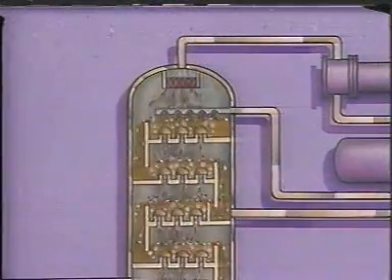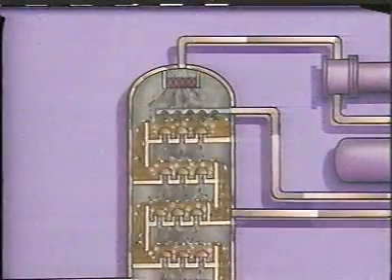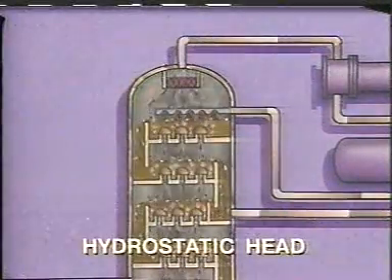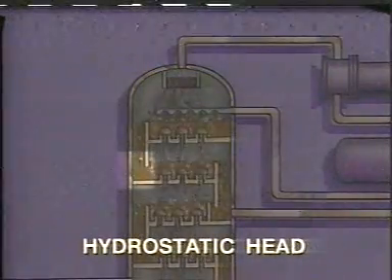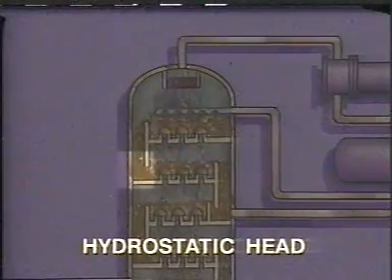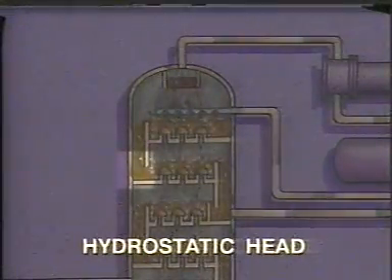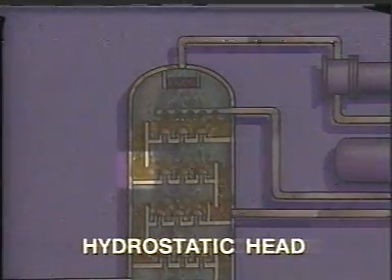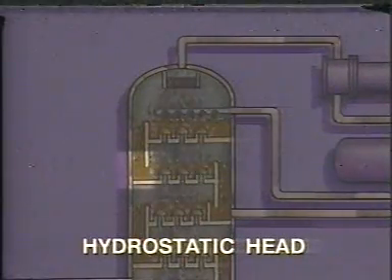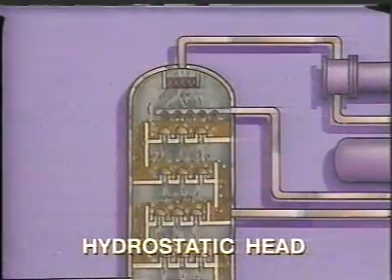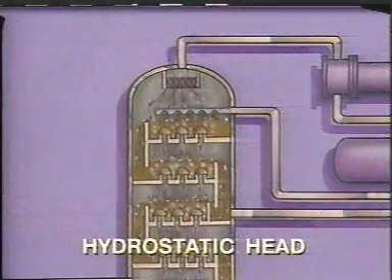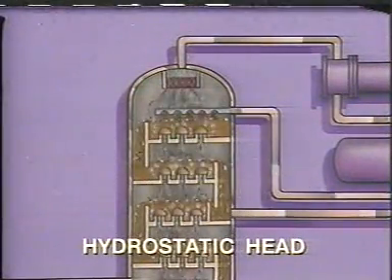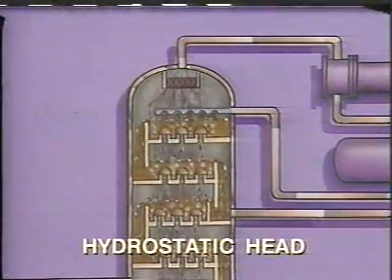The driving force that moves liquid down a column is called hydrostatic head. This is simply the depth of liquid that exists in the downcomer. The higher the head, the greater the downward force. To travel down a tower, a liquid must overcome the resistance caused by the upward pressure of the vapors as well as friction in the downcomers.